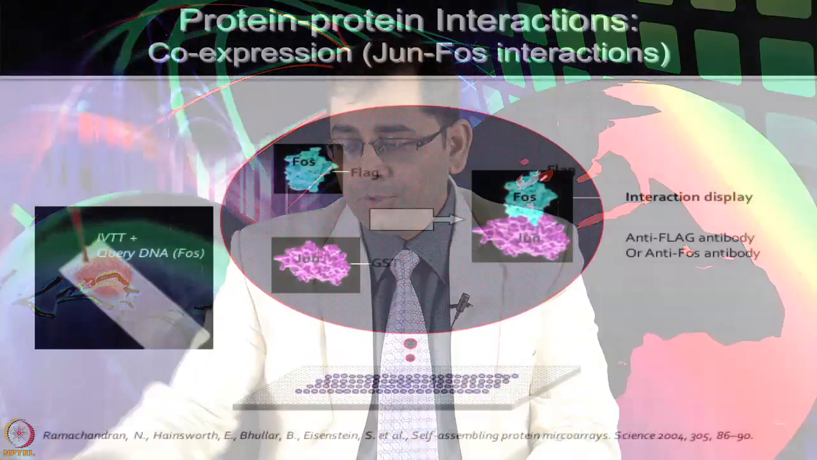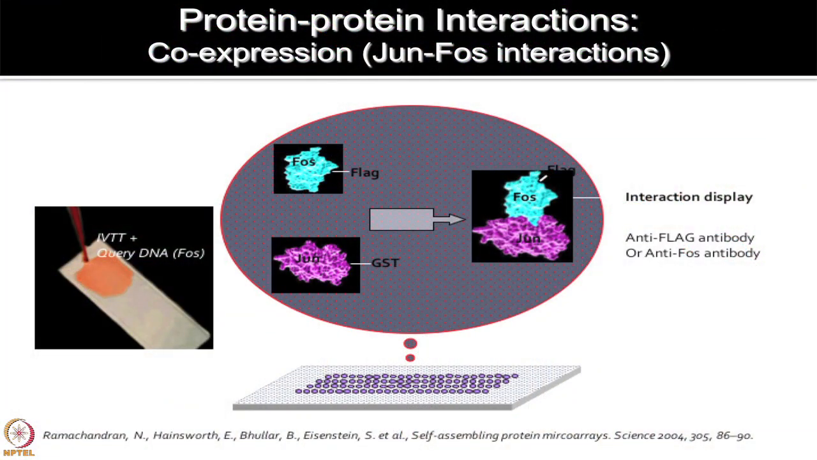If you take the DNA of a protein, let us say FOS protein, and you are measuring the interaction with JUN and other proteins on the chip, FOS DNA is added along with all the other printed chip, and then you add the IVT mix. The IVT mix contains your query protein of interest in the DNA form as well. The idea is, if the proteins are expressing, then the FOS DNA should also make the FOS protein, and this should go and bind to the JUN protein which is going to be expressed on the chip itself. I am showing you this slide now, with animation here.